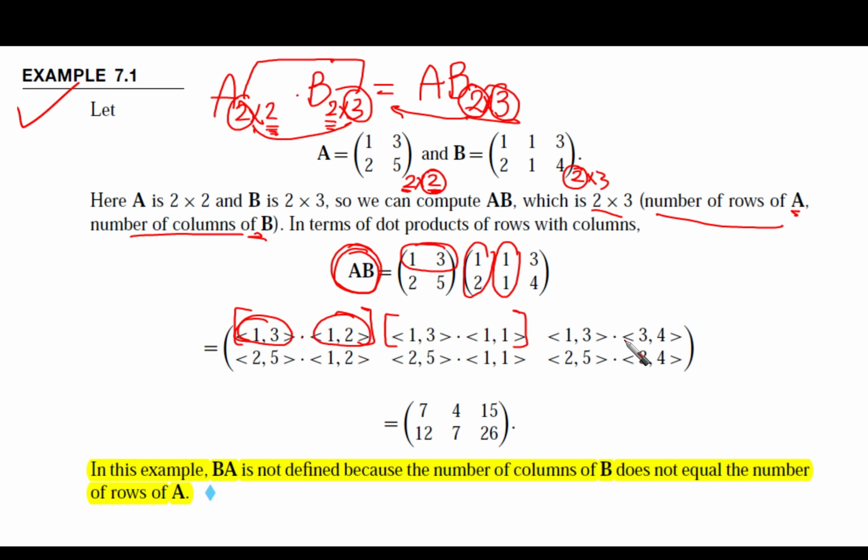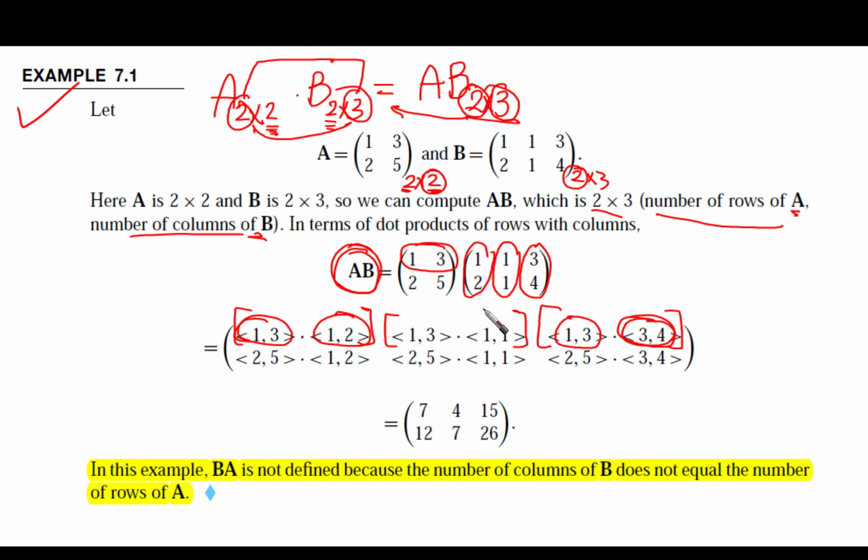And the third element is going to be the 1 and 3 vector times the column here, which is 3 and 4. So we have the vector row and the vector column here. So this is the first row of the multiplication.